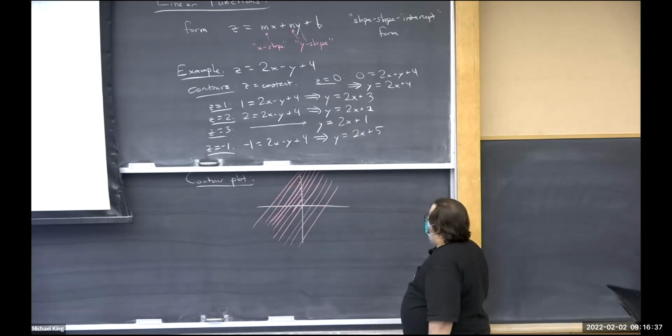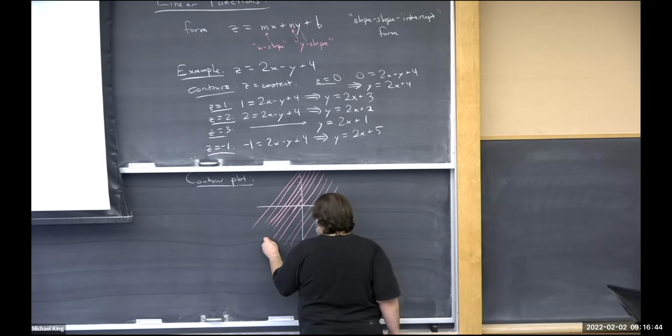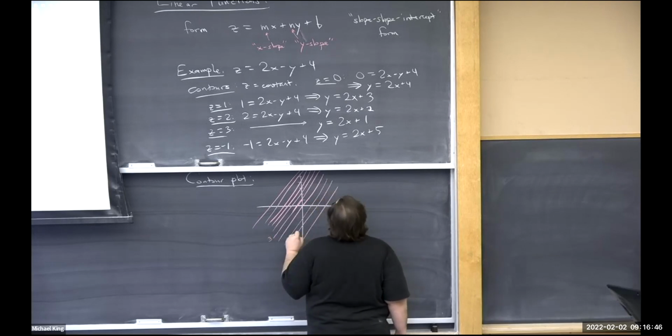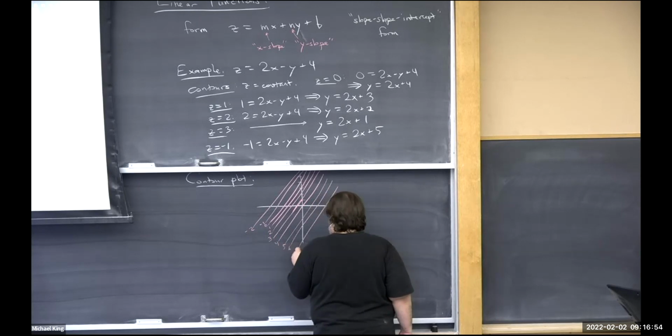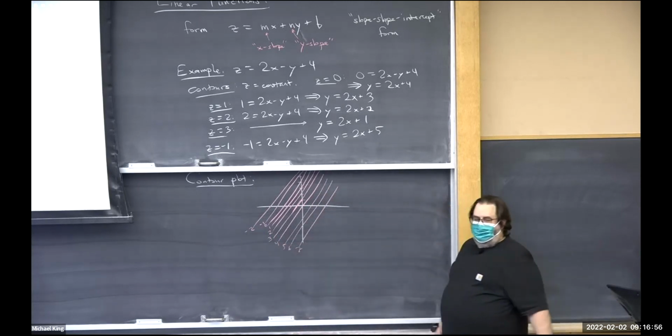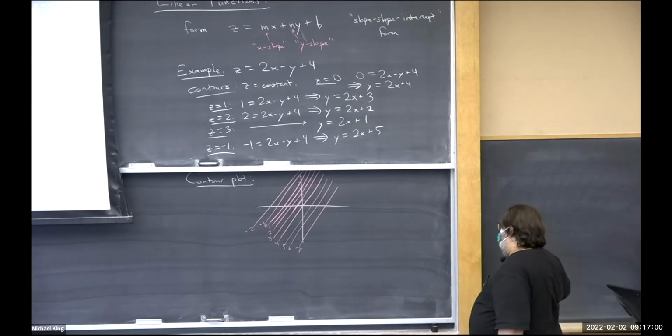Being a little loosey-goosey, but you could label this. So this was 2x plus 1 was height 3. 2x plus 2 was height 2, height 1, height 0, height minus 1, height minus 2. So the contour plot is a bunch of lines, right? And I think hopefully that should make some sense.